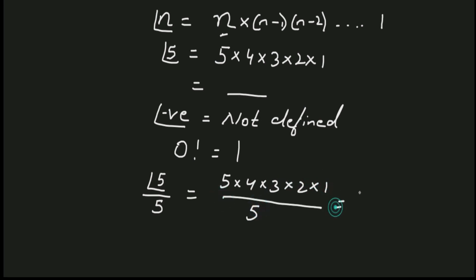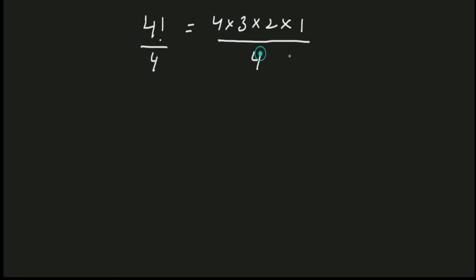This would be 4 factorial. So 4 factorial is equal to factorial 5 upon 5. Similarly, we find the factorial of 4. 4 factorial is equal to 4 into 3 into 2 into 1. And when we divide this factorial 4 by 4, we get 3 factorial because 4 and 4 get cancelled and this is nothing but 3 factorial.